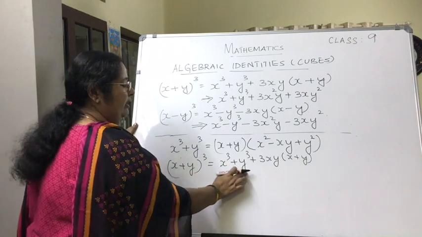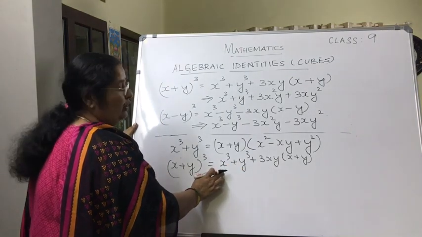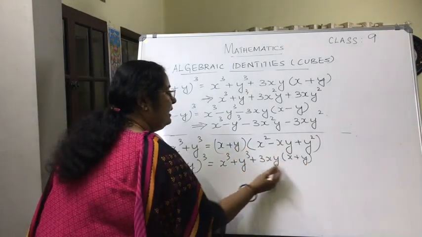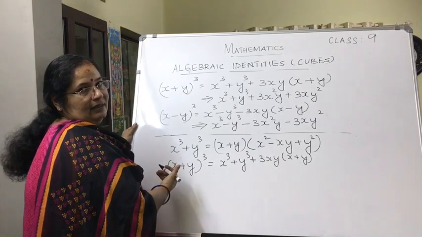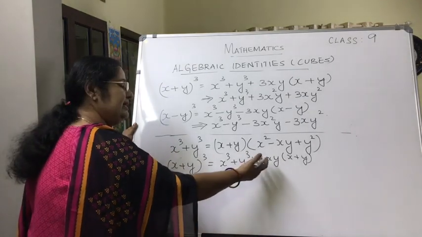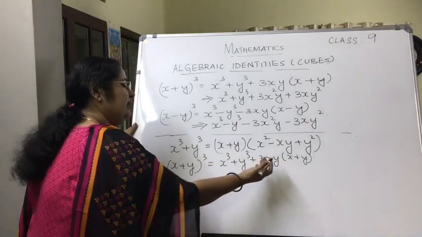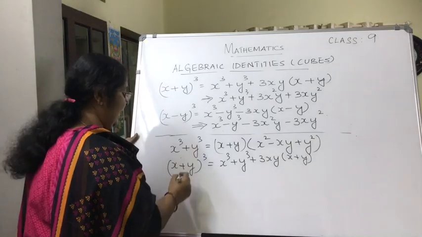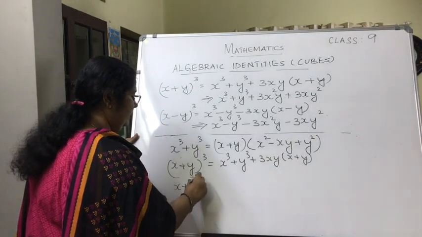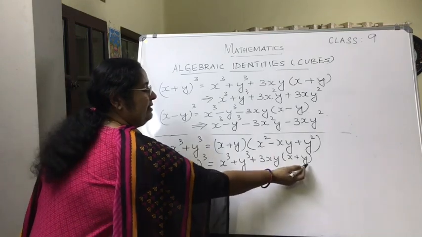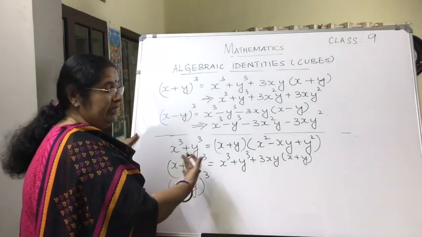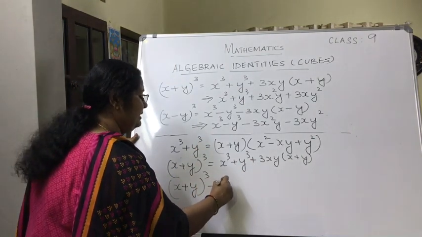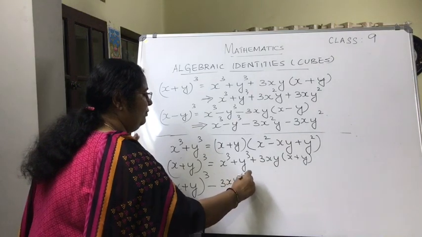Now, here we have got an x cube plus y cube. So, what are you going to do? You are going to separate this and bring all the other terms to the other side. The right hand side becomes x cube plus y cube, and the remaining all will come to the left hand side. So, you can rewrite this as x plus y the whole cube. You are bringing these terms to the left hand side. When you bring them, the positive sign becomes negative. So, minus 3xy into x plus y.